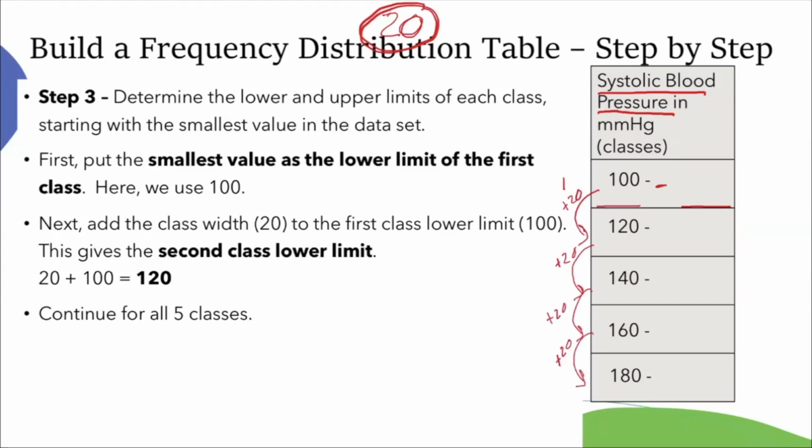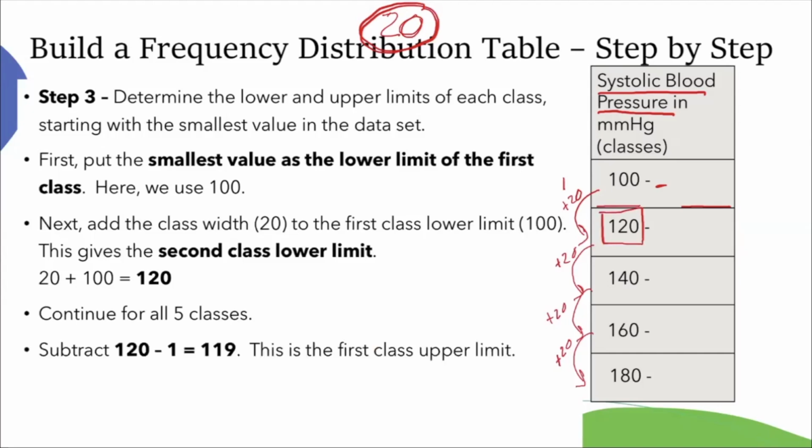The upper limits, the relationship between a lower limit and an upper limit is, if you take a look at the lower limit of the second class, the upper limit of the first class is just 1 less. So subtract 1 from the 120 and get 119, and that's the upper limit of the first class. So the first class is complete. It's 100 to 119. The second class starts at 120, and you could probably guess that the upper class limit is 1 less than 140.